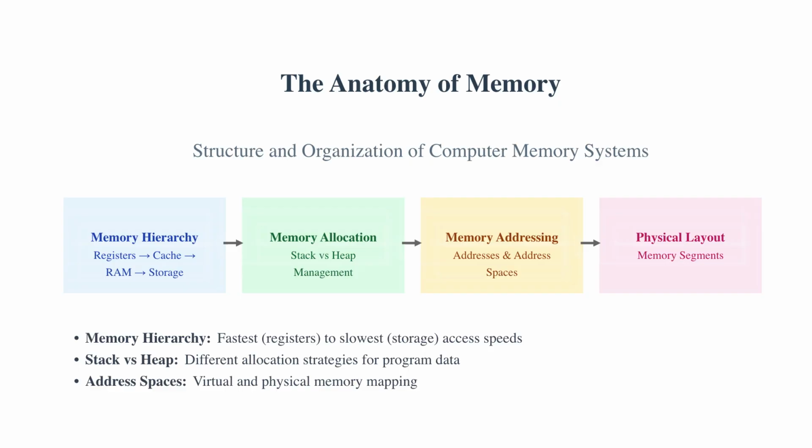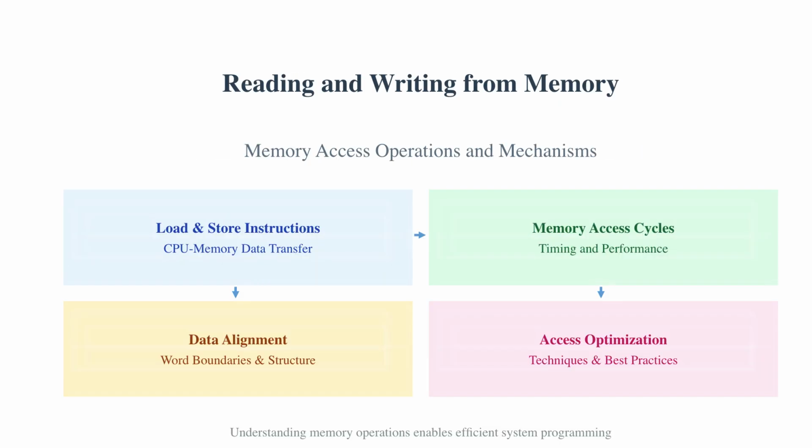Finally, the physical layout involves memory segments, different sections of memory reserved for different purposes like code, data, and system information. These four components work together to create an efficient memory system. Understanding this anatomy is essential before we move on to visualizing how memory access actually works in practice.